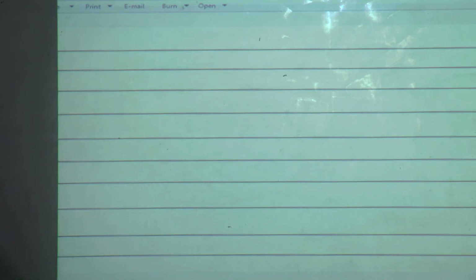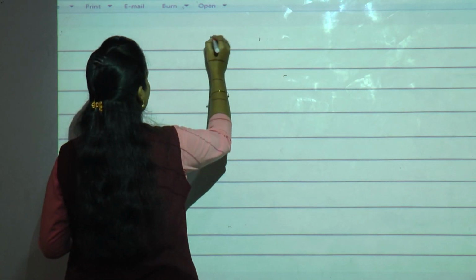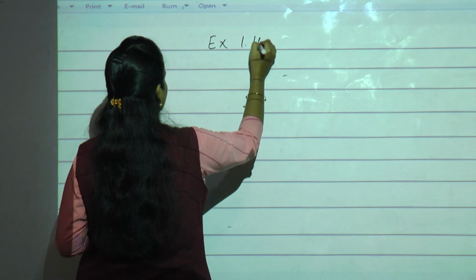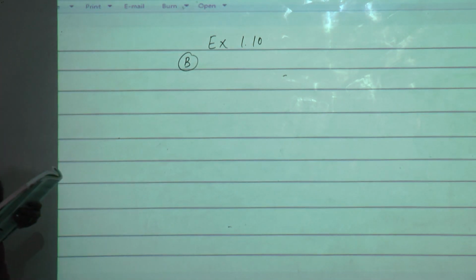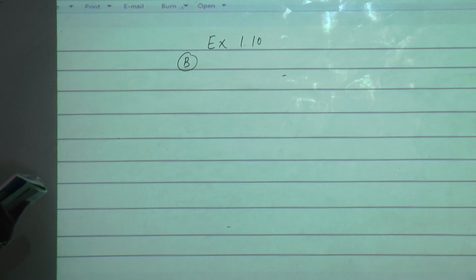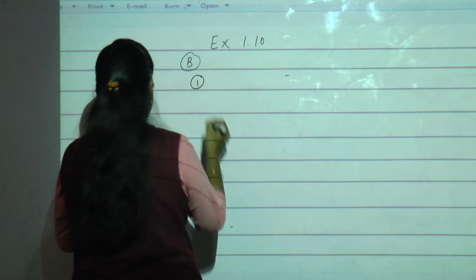Now just open the canopy, page number 19. You will see the B question in exercise 1.10. The B question is, write the following in the Hindu-Arabic system. Okay. Now what have they done? They have given Roman numbers, and now we have to write them in the Hindu-Arabic system.